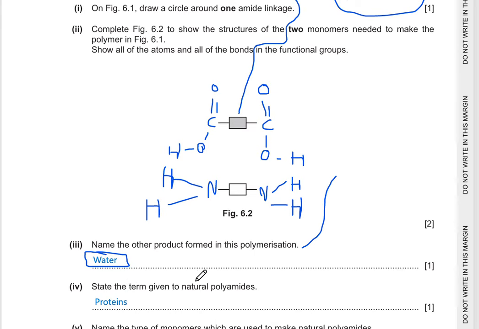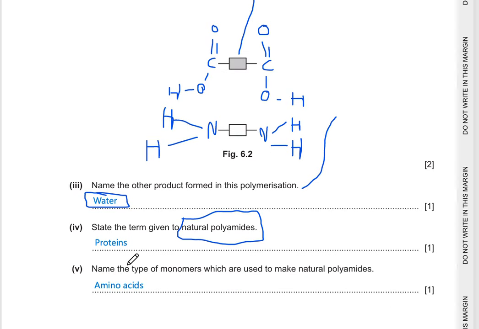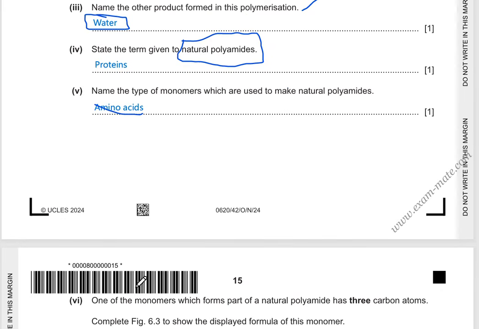Say the term given to natural polyamides. Biology reference, which is protein. Name the type of monomers which are used to make natural polyamides. Amino acids.